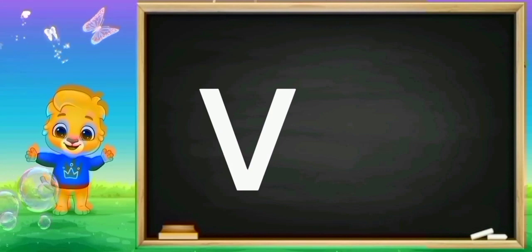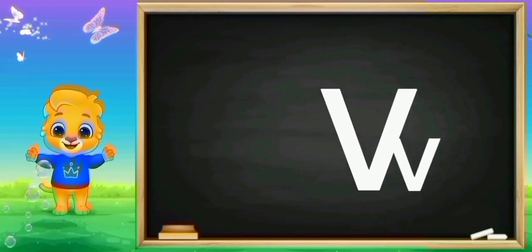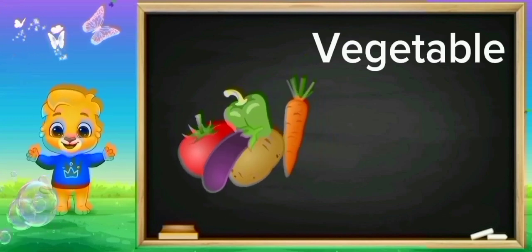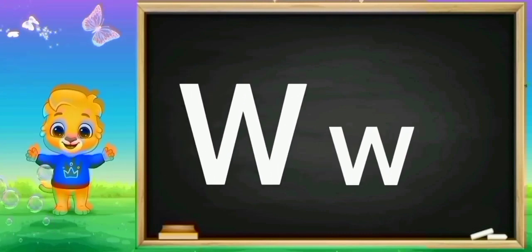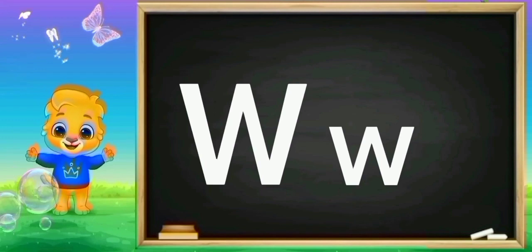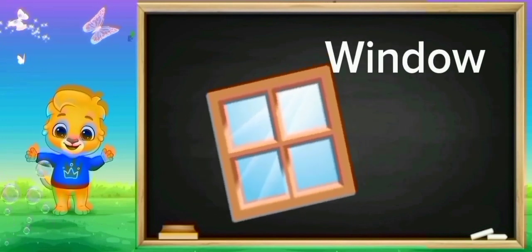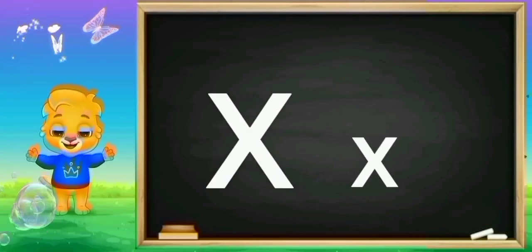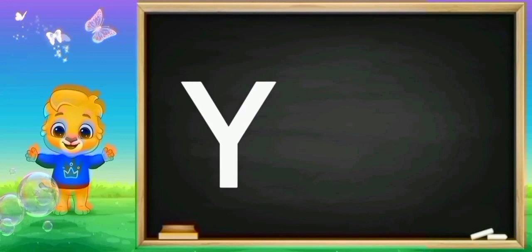Capital V, small v for vegetables. Capital W, small w for window. Capital X, small x for Xmas tree.